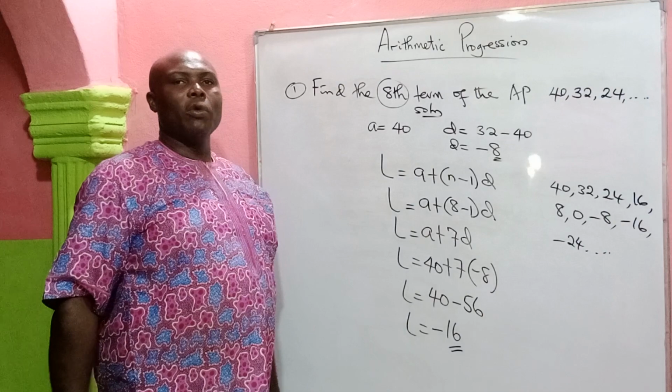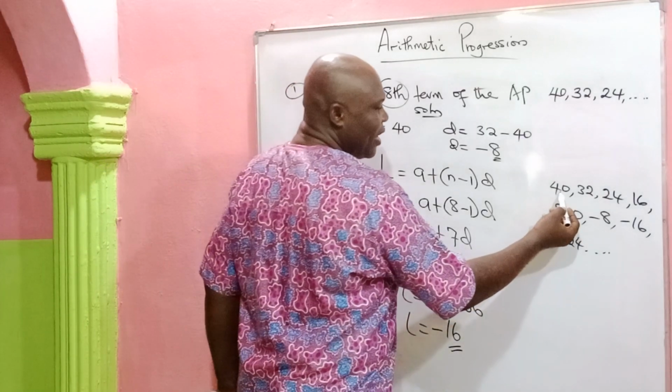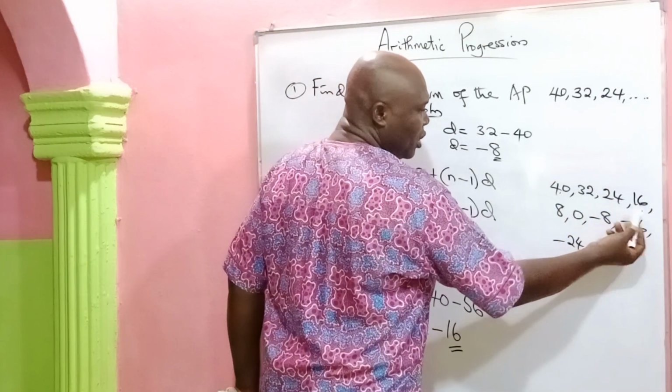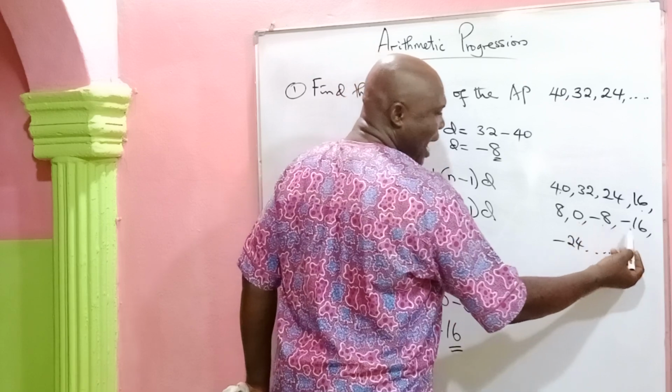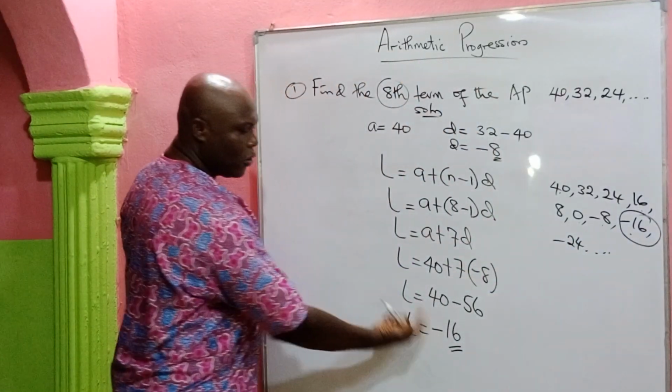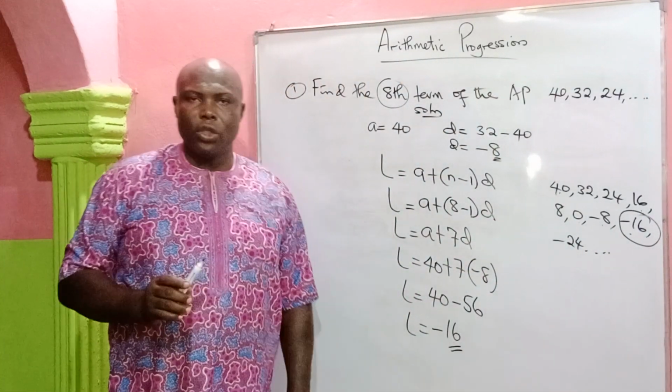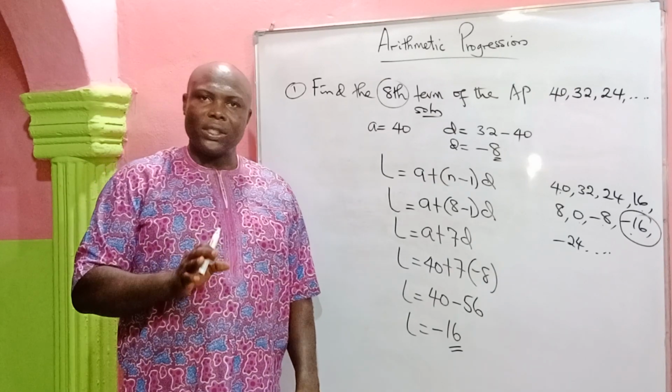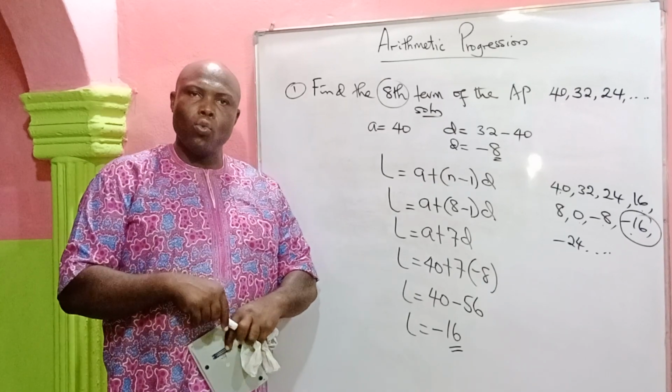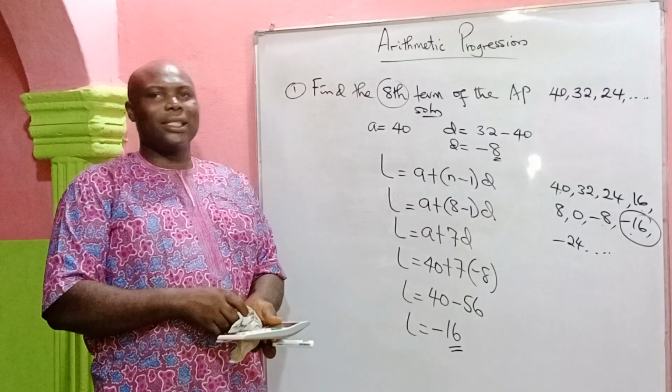Now we've been asked to find the 8th term. This is the first term, the second term, the third term, the fourth term, the fifth, the sixth, the seventh, and the 8th. The 8th term, of course, is the minus 16 we just have. So that is how simple it is. So we are through with this. We can now go to another aspect.